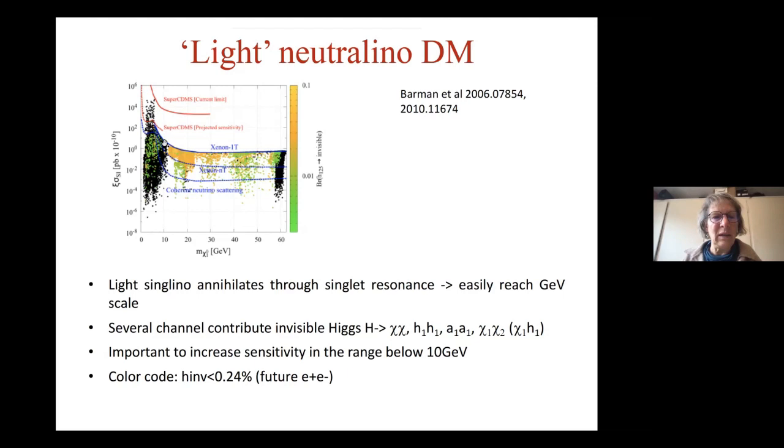So you see here, okay, all points that do not satisfy Xenon 1T have been removed. And you see what could be covered by Xenon nT and what is below the coherent scattering. So you see that in many, many cases, you're much below.